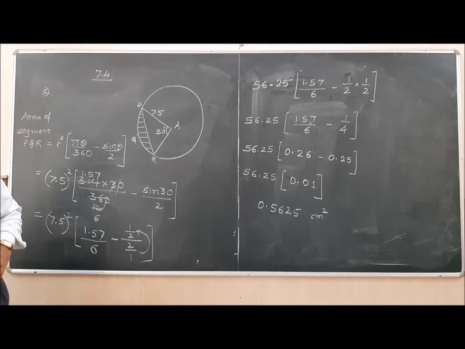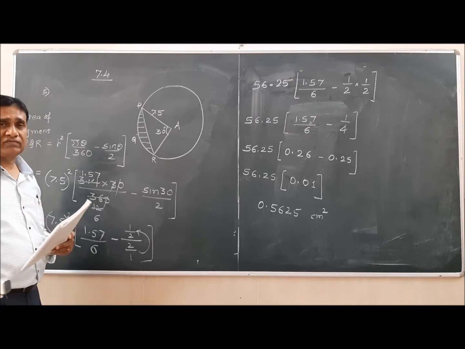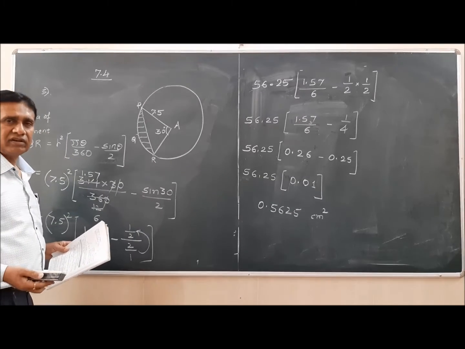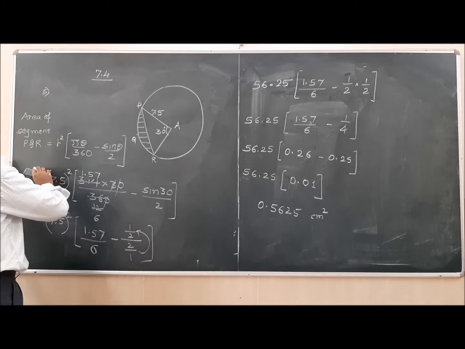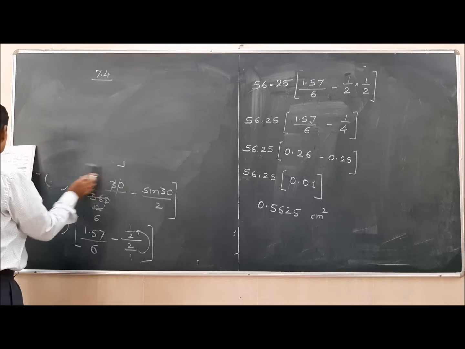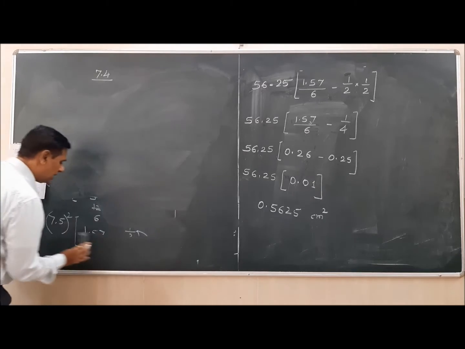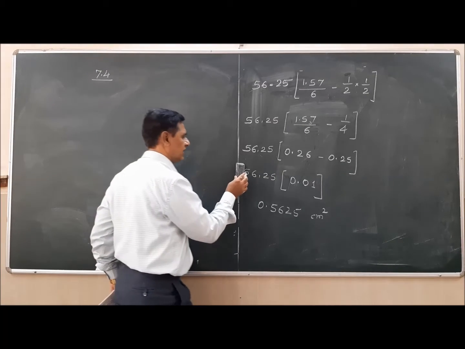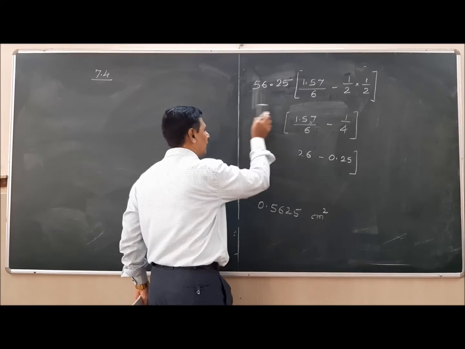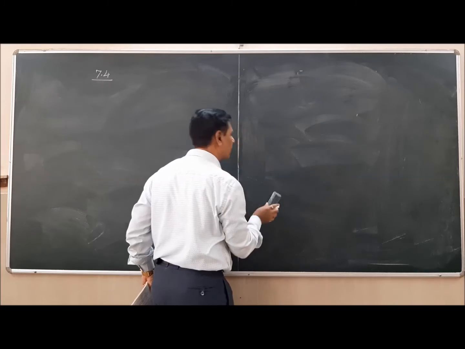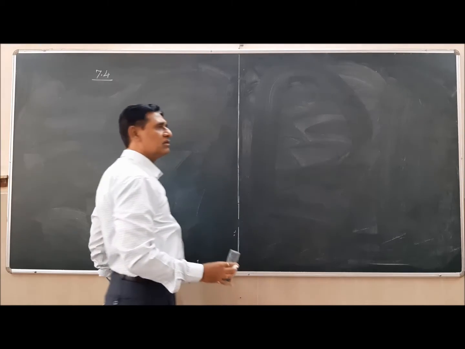Now let's do question number 4 of this exercise. Of course, it is very interesting. In this question, my answer will match with the answer given in the textbook. Now in question number 4, you will notice here students that they have given us area of the segment. So first of all we'll write the formula for area of segment, and then we will substitute the value.